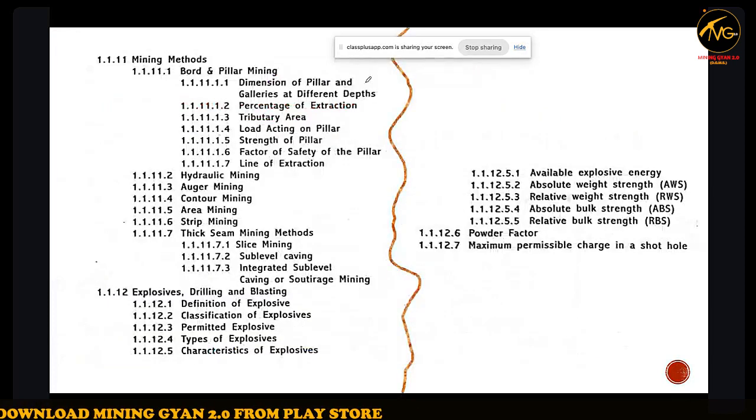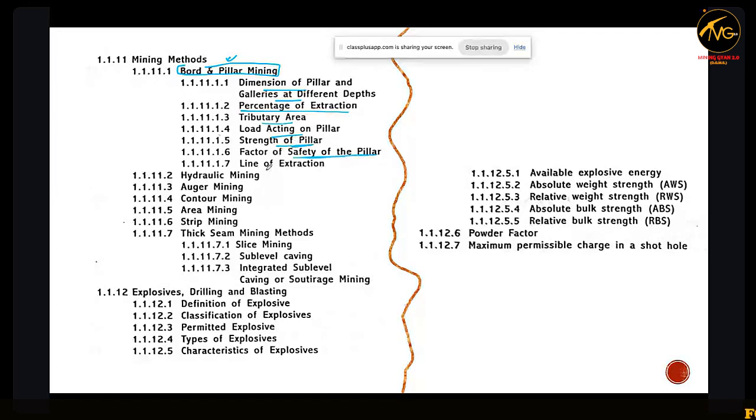So what we have discussed: board and pillar yesterday we discussed thoroughly, today we have revised it. We have seen the percentage of extraction, dimension of the pillar, tributary area, loading acting on the pillar, strength of the pillar, safety of the pillar, line of extraction. Then we discussed hydraulic mining. What is auger mining? We have seen the videos.